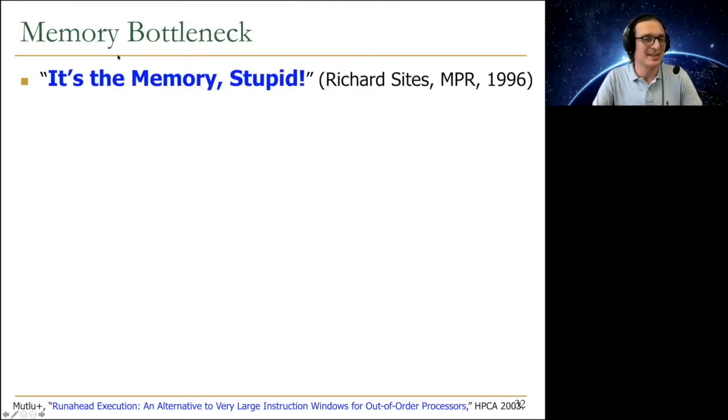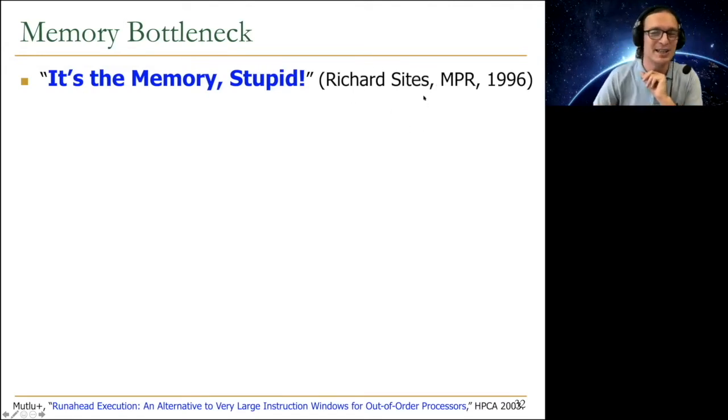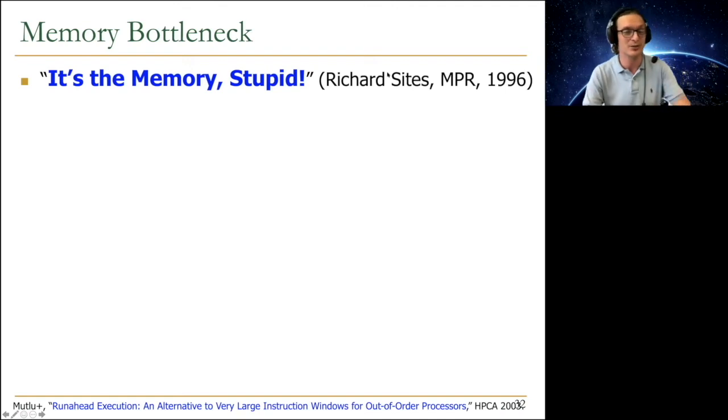I mentioned this, I think, in an earlier lecture also, but maybe this will become more clear right now. This sentence, "It's the memory, stupid," is coming from Richard Sites, who was the chief architect of the Alpha processors, the first out-of-order processors of its time, Alpha 21164 and 21264. In fact, that was one of your readings, the Alpha 21264 microprocessor. And Dick Sites, after they designed this processor, wrote a one-page article in Microprocessor Report.